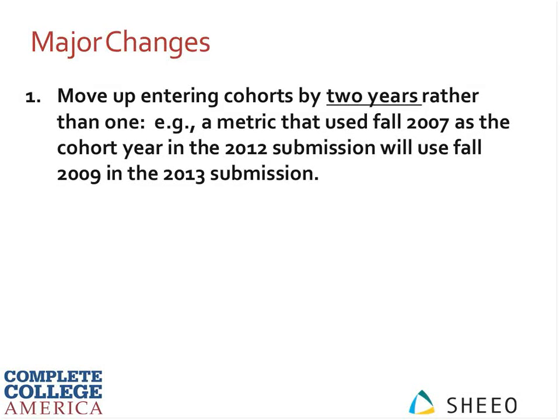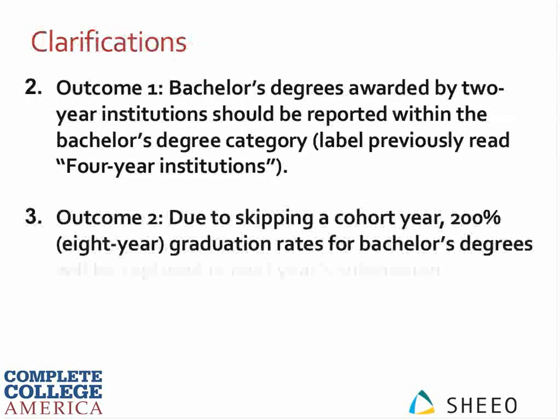So the major change for this year is that we are moving up to cohorts by 2 years rather than 1. So, for instance, as you can see, if we used fall 2007 in last year's submission, we're going to jump to fall 2009 this year. And we are trying to make the metrics more relevant to you at the states and at your campuses, and having them as old as they have been makes them less relevant, particularly as you start to implement changes. Now, we're still not going to be able to get into the real-time stuff that you can do at your campuses, but this should be quite an improvement overall. So this is a big change that you need to keep in mind.